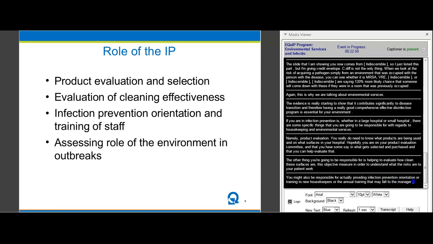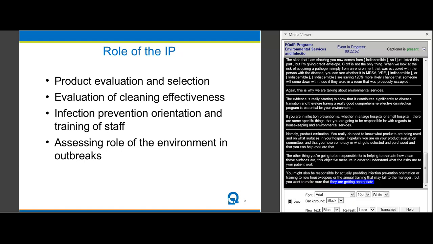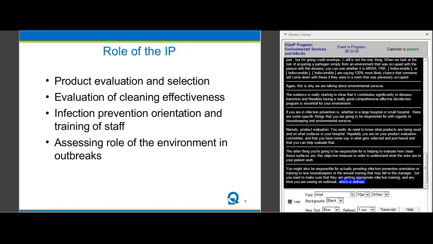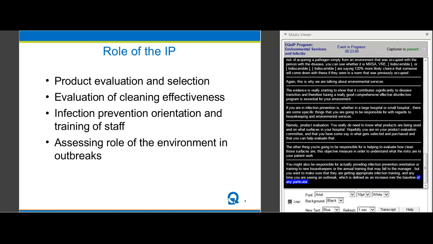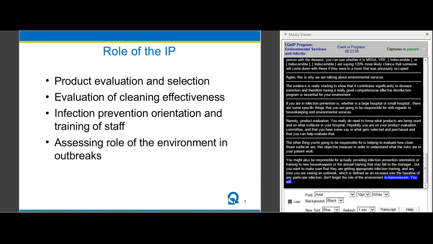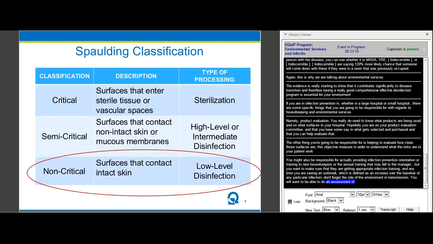And then, of course, anytime you're seeing an outbreak, which is defined as an increase over the baseline of any particular infection, don't forget the role of the environment in transmission. So you'll want to be able to do an assessment of the environment and housekeeping in doing an outbreak investigation.